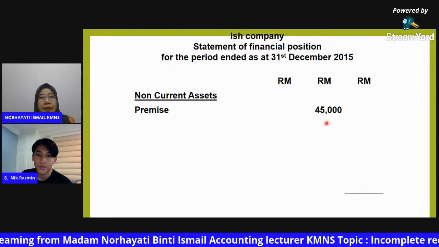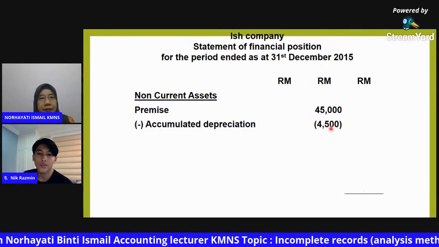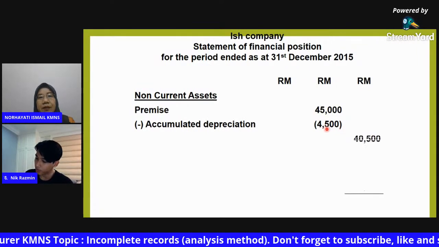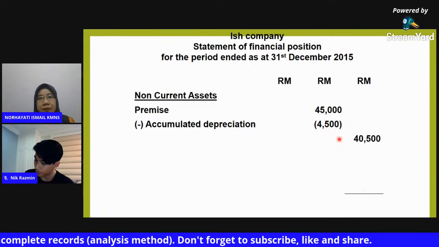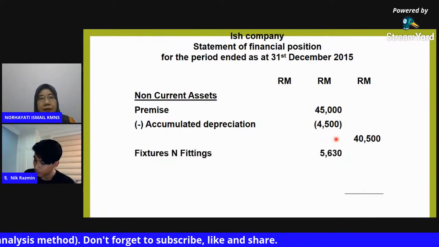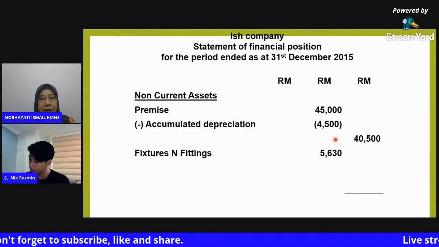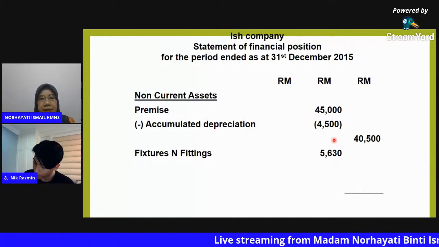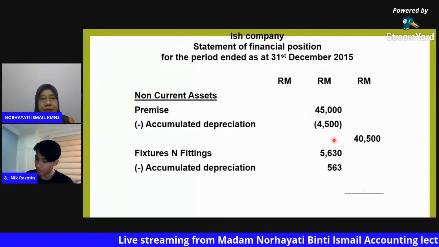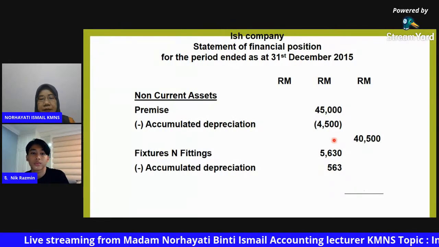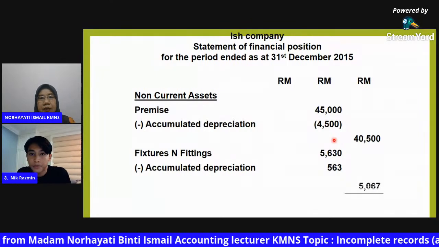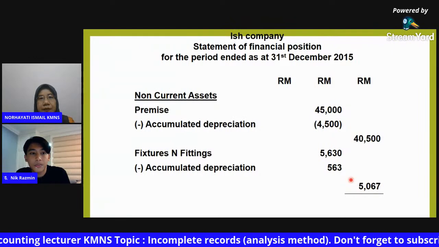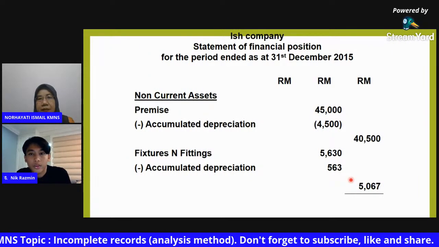Okay. Number 2, less accumulated depreciation 4,500, and you got 40,500. And fixtures and fittings 5,630, less depreciation 563. There you got the total for fixtures and fittings 5,067.